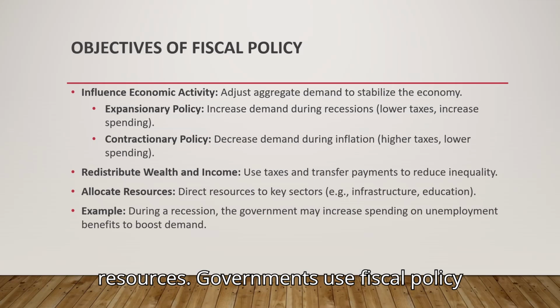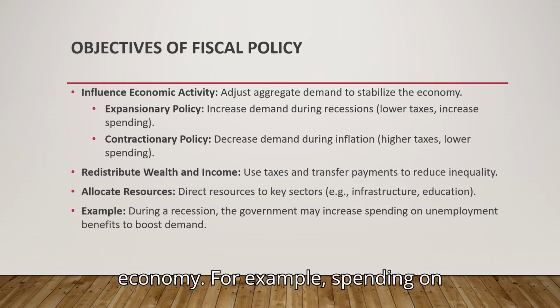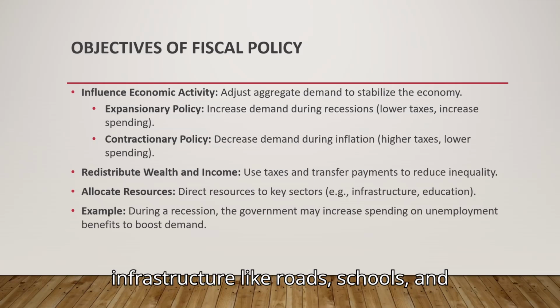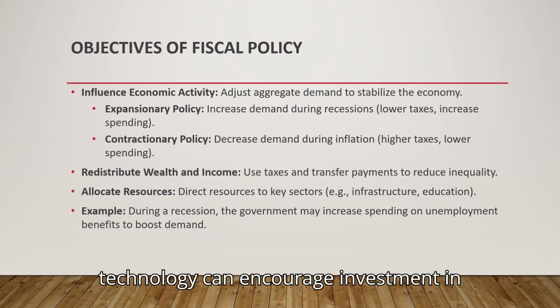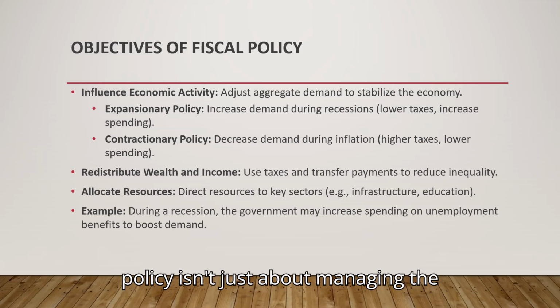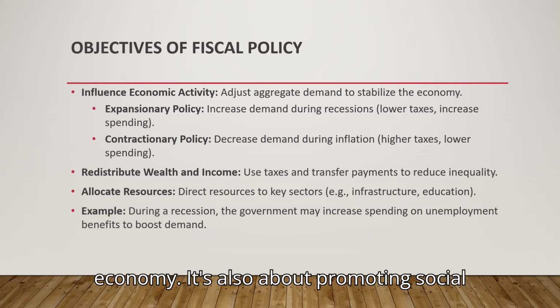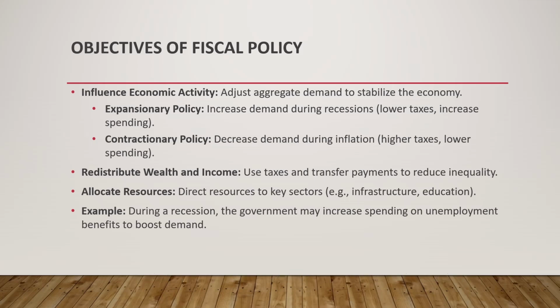Allocate resources. Governments use fiscal policy to direct resources to key sectors of the economy. For example, spending on infrastructure like roads, schools, and hospitals can boost long-term productivity, while subsidies for green technology can encourage investment in renewable energy. In summary, fiscal policy isn't just about managing the economy, it's also about promoting social equity and ensuring that resources are allocated efficiently.